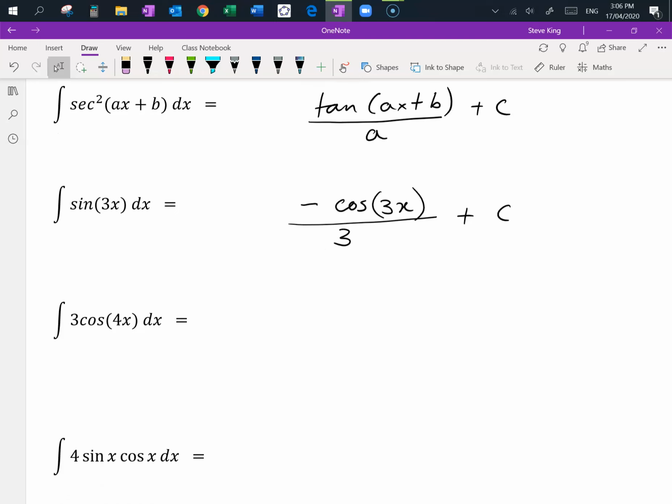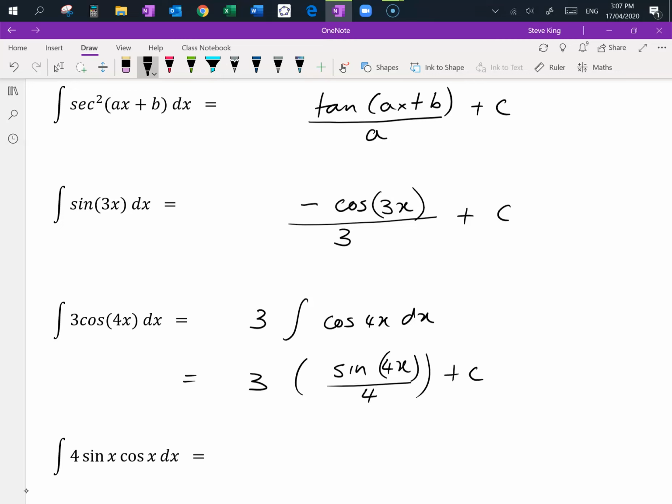What did I derive to get 3 cos 4x? Well, maybe just to make it a little bit easier for myself, I'm going to take that 3 out, and say, what is the integral of cos 4x dx? What did I derive to get cos of 4x? Well, I've got my 3 in front of that. I'm going to put my bracket here. I derived sine to get cos, so I'm going to have the sine of 4x, but I must divide all of that by 4, and then I must add c. So in fact, this is going to work out as being 3/4 sine of 4x plus c.